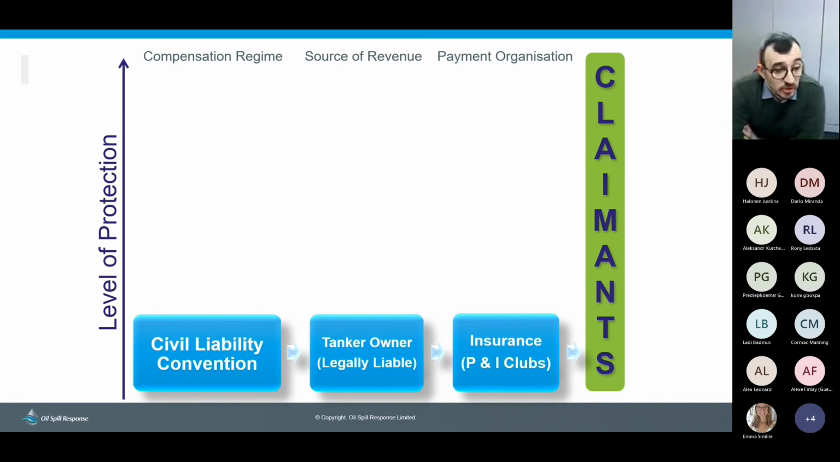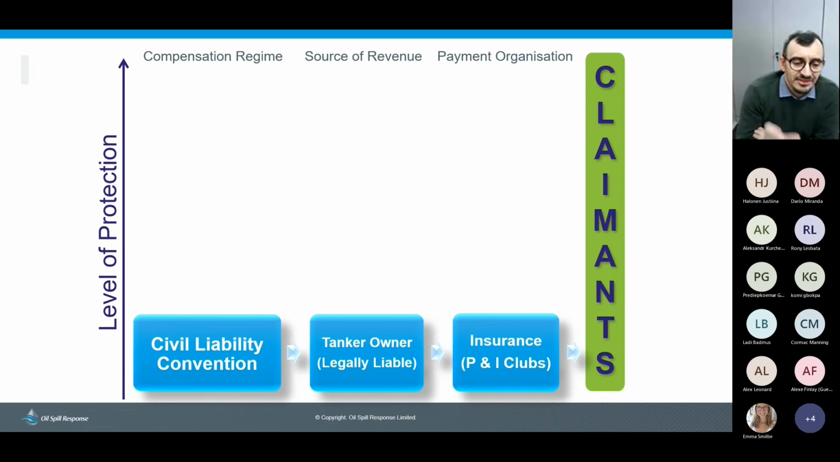So a bit more on the Civil Liability Convention. This governs the liability of ship owners for oil pollution damage. Under this convention, the registered ship owner has strict liability for pollution damage caused by the escape or discharge of persistent oil from the ship. And that's an important point, that the oil is persistent. It means it's going to hang around in the environment for some time.